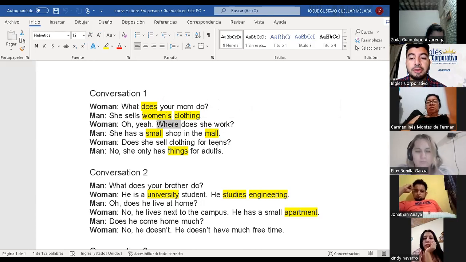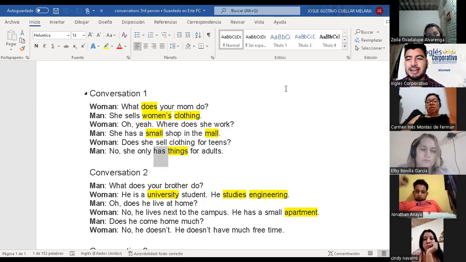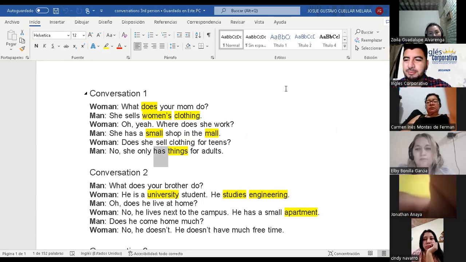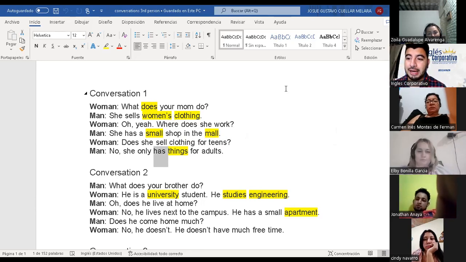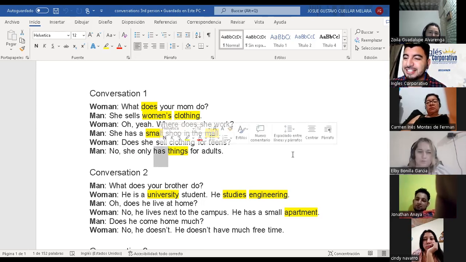Does she sell clothing for teens? ¿Vende ropa para jovencitas? No, she only has things for adults. No, dice ella solo. Jonathan, ¿qué significa has? A ver, Jonathan, esa palabra ya se las he dado. Dame una opción, aunque sea inventada. Ella. Vaya, ella se dice she. Only es solo. Has. ¿Qué es has? Has, quiero que me digas en español.